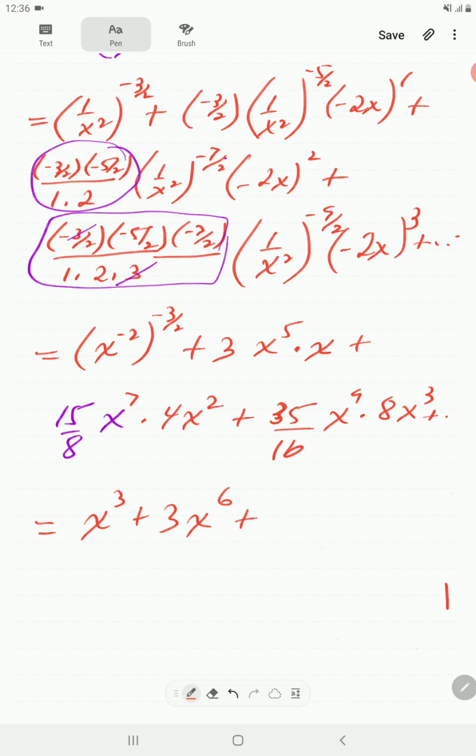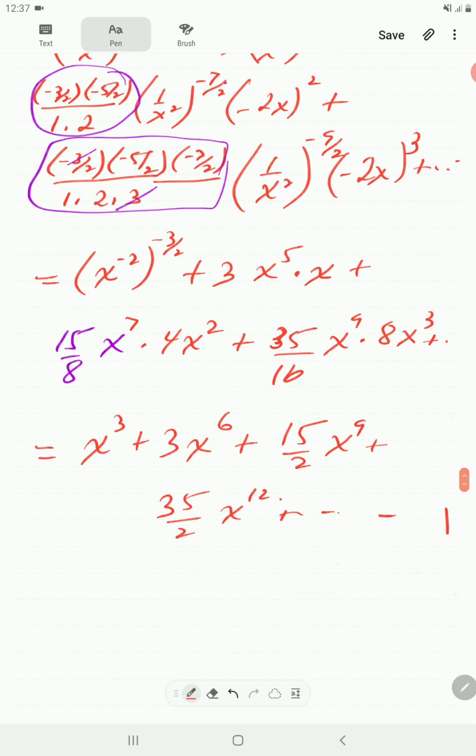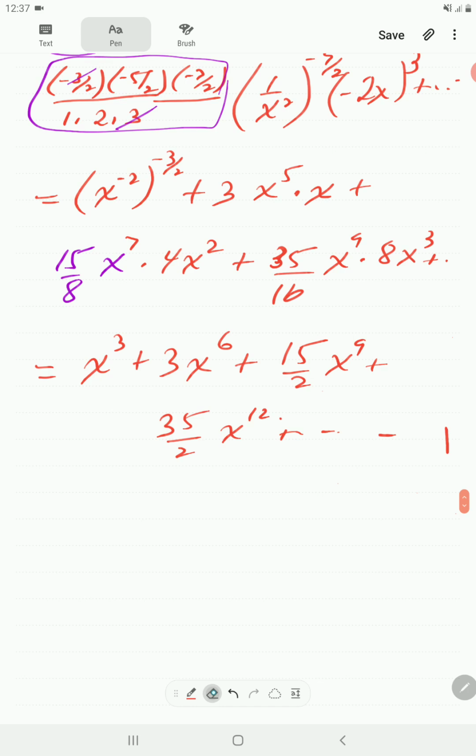plus this is going to be 15/2 x to the power 9, and then the fourth term is going to be 35/2 x to the power 12. Okay, so that's going to be the first 4 terms. If we wanted term number 7, again the thing to do is to start with the b term. So the b term, -2x, is going to be to the power position -1, which is 6.